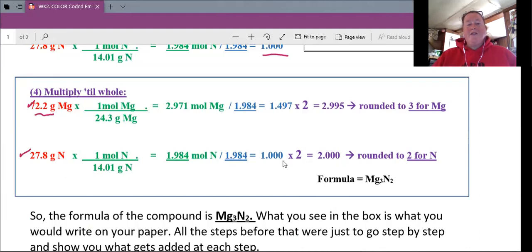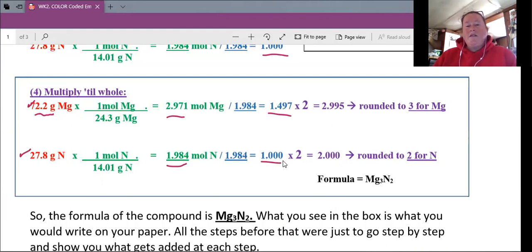And then we get an answer here. And the next step was divide by small. Whatever number this is, we divide each of them by that. And then if these are already whole numbers, you don't have to go any farther. But if they're not, then we multiply by a multiplier that will make it whole.